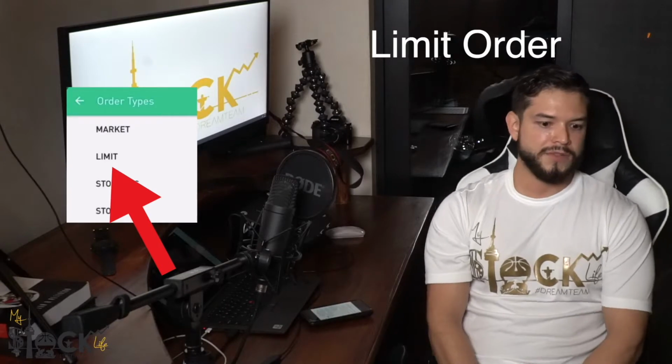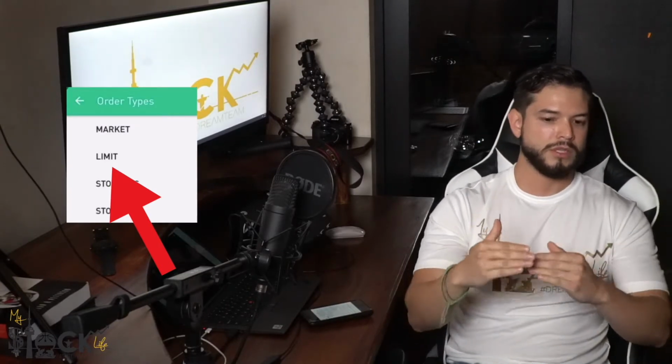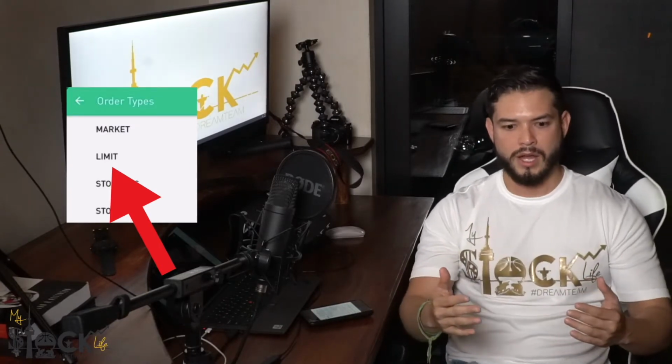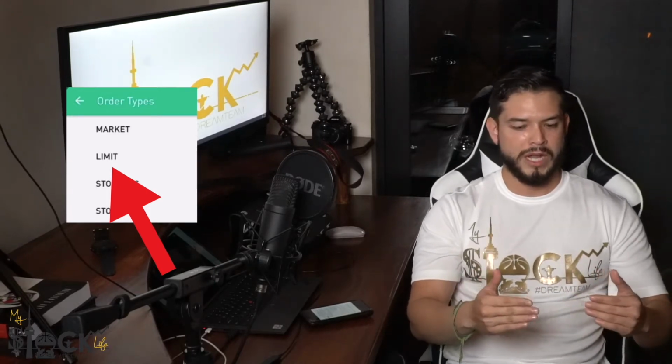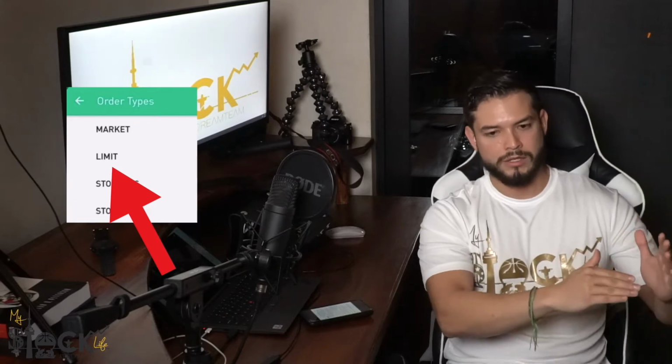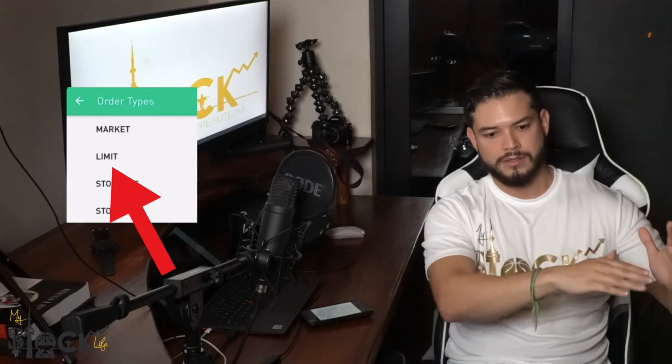This is if you want to enter a stock at a better price, not necessarily the official price. You get to pick when you want to enter it. I want to enter it at this exact price because it suits me and it's going to save me money.